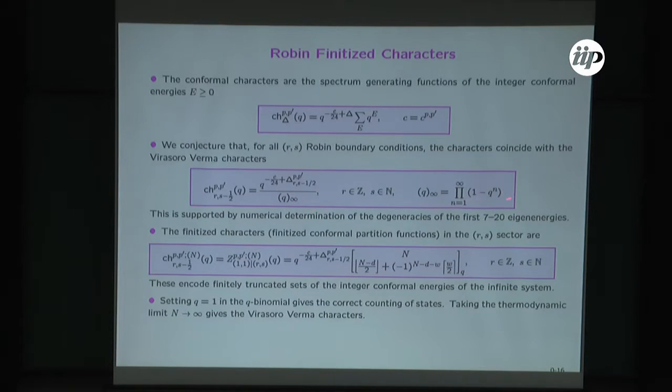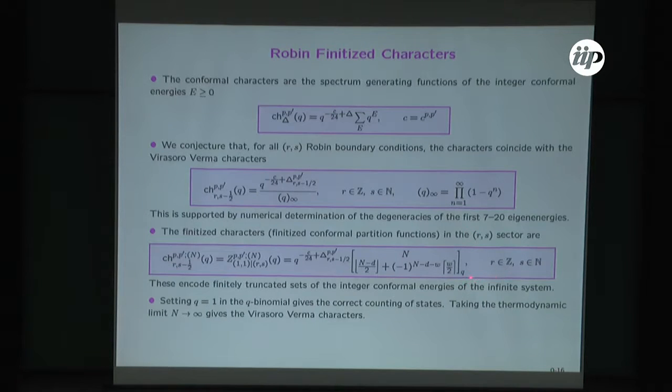From the lattice, you have a finite size transfer matrix, so you can actually look at a finitized character. By finitized, these actually encode finitely truncated sets of the integer conformal energies of the infinite system. Such finitized characters appear in corner transfer matrices, and they also occur whenever you look at the spectrum of finite double row transfer matrices.